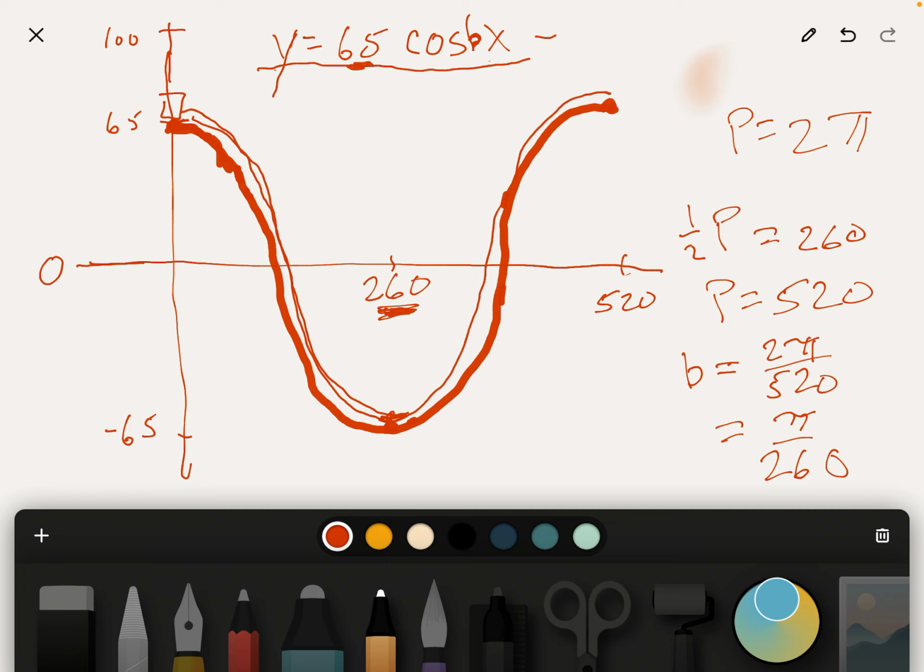The other thing, of course, is we forgot about k. K is the vertical shift, and since the top of the hill is not 65, it's 100, that means k must be 35. So that's all. It's just a reminder that the bottom of the hill only represents half of a complete cycle, or half of the period.